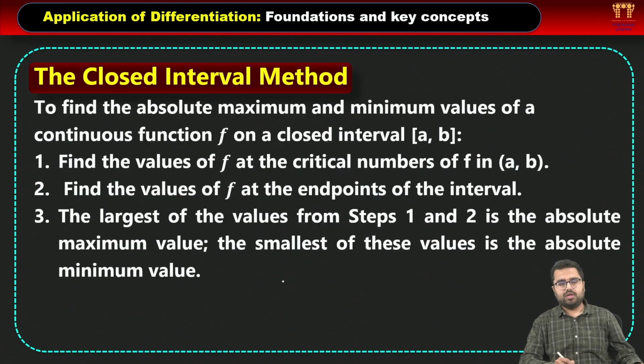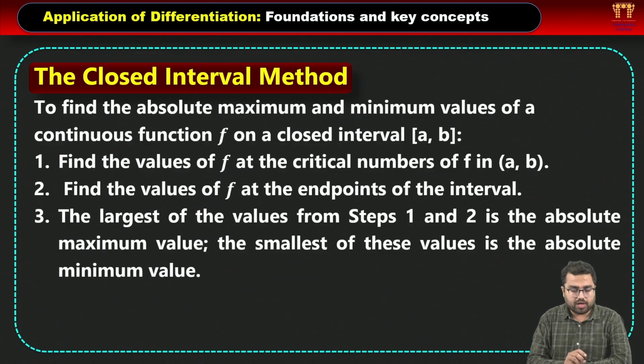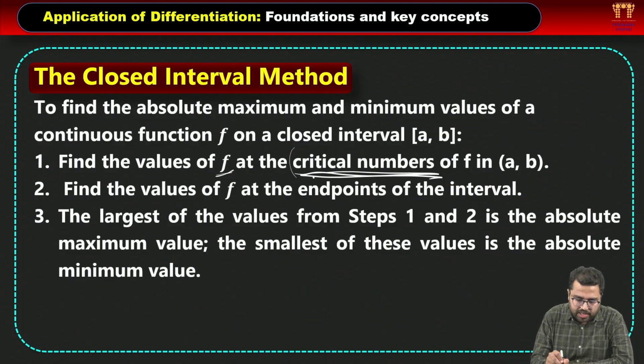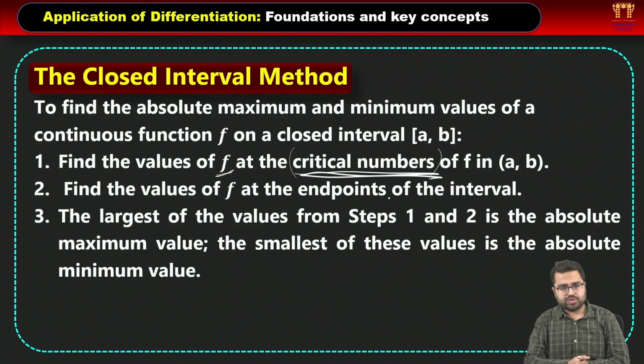Now we will see the closed interval method to find the absolute maximum and minimum values of a continuous function. So what does the closed interval method say? First you have to find the values of f at the critical numbers of f. So first of all you have to find the critical numbers. By differentiating the function, you have to check where the function is not differentiable, and where the derivative is zero on that domain. After finding the critical numbers, you have to find the value of the function at those critical numbers.